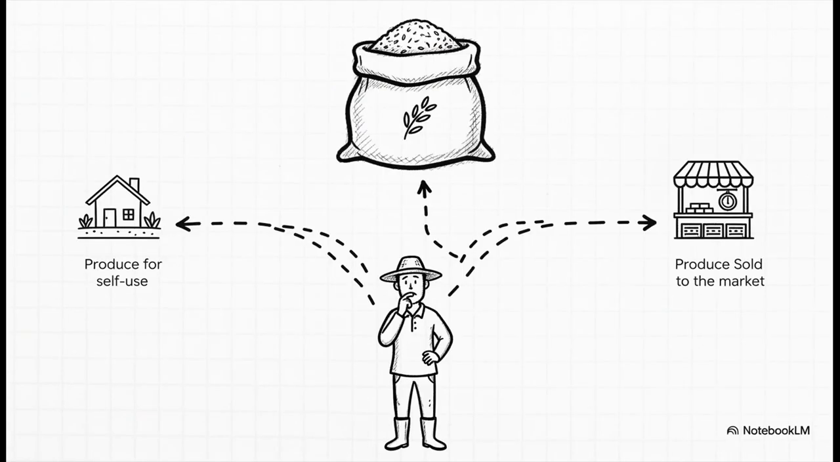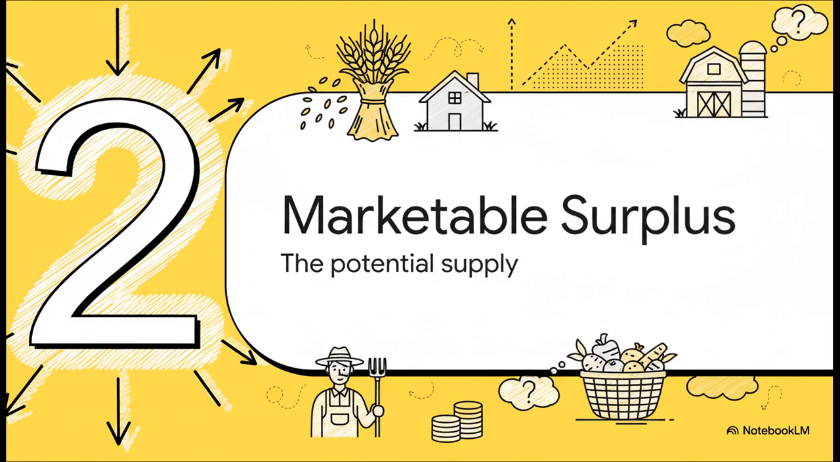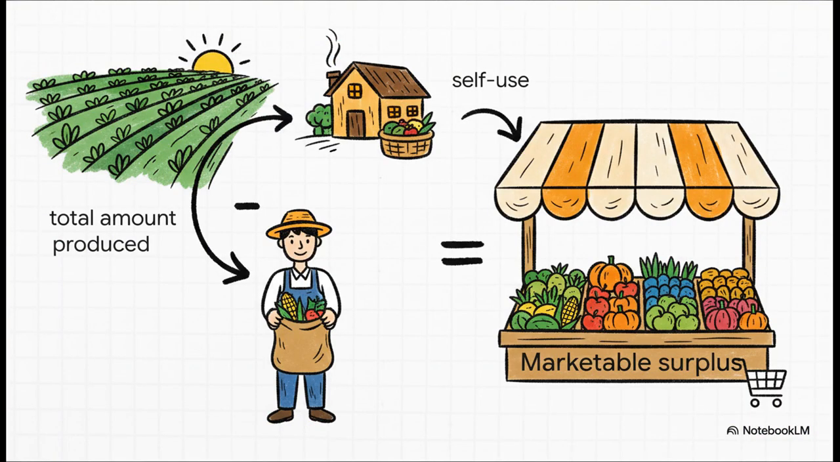But, and this is where it gets a little more complex, it's not just one type of surplus. What our farmer decides to do with those 10 kilos of rice actually creates two totally different kinds of surplus. So, first up is something called marketable surplus. And the keyword to remember here is potential. Think of it this way. It's the amount of the crop a farmer could sell, but only after they've set aside what they need for themselves and their farm. And the math here is super simple, right? You just take the total amount they grew and subtract whatever they're keeping for themselves, what we call self-use. And voila, what's left over? That's the marketable surplus. That's the stuff that could be sold.